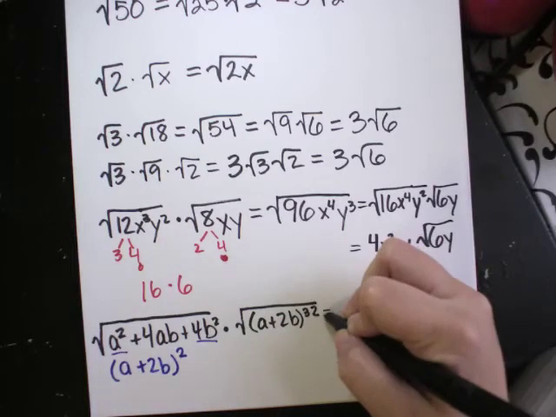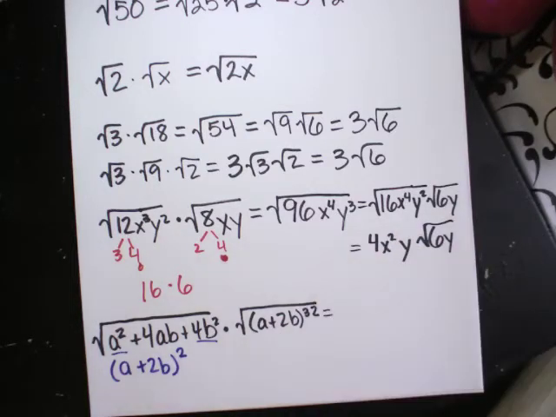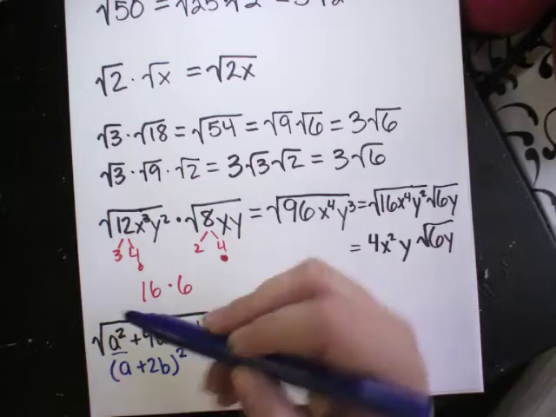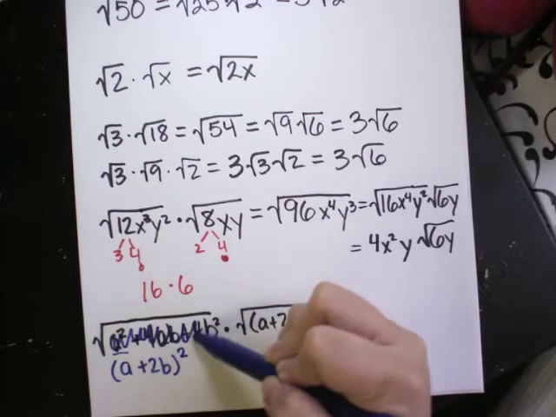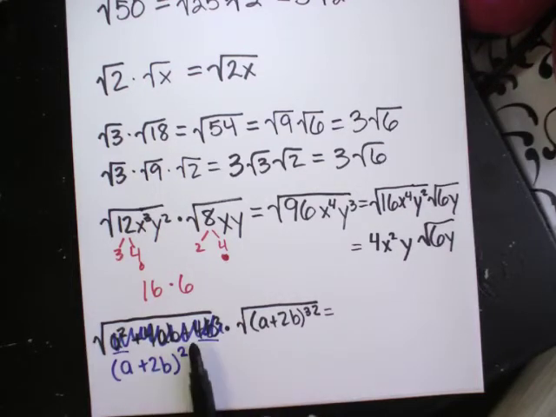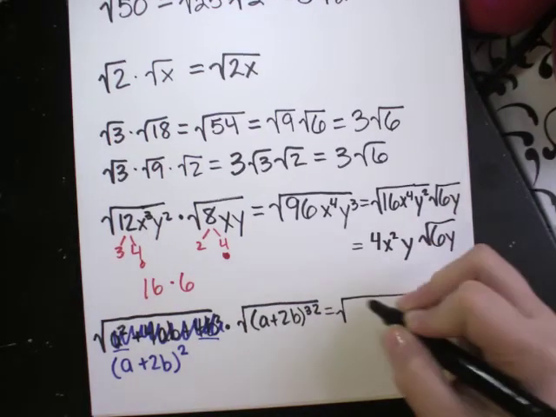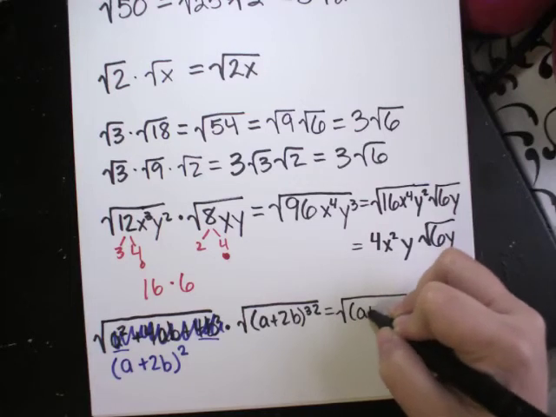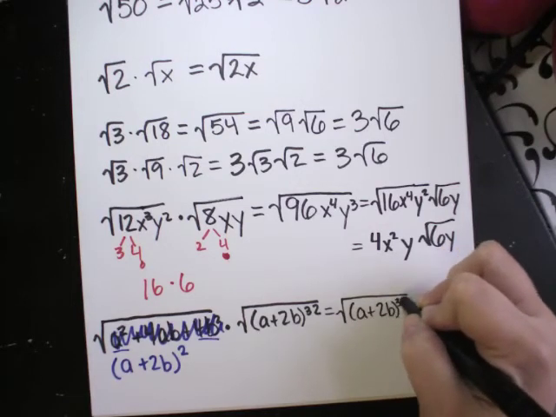But now there's three a's in the problem. No, this one's gone. We factored it. We need to multiply them together first. So we have an a plus 2b to the second power and an a plus 2b to the 32nd power, and we're multiplying. So that would be a plus 2b to the 34th power. Absolutely. A plus 2b to the 34th power.